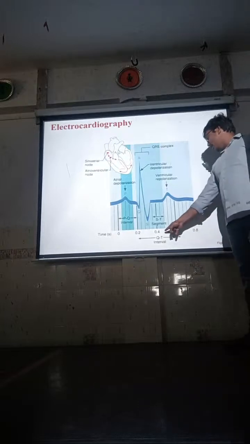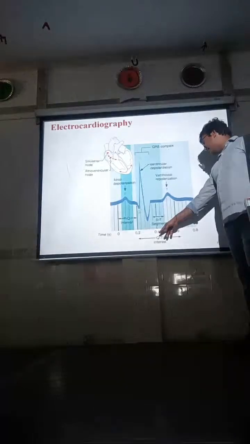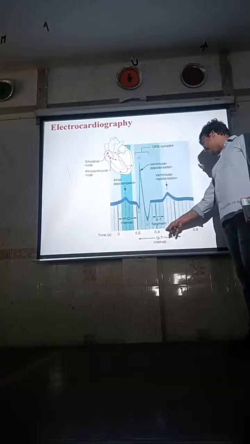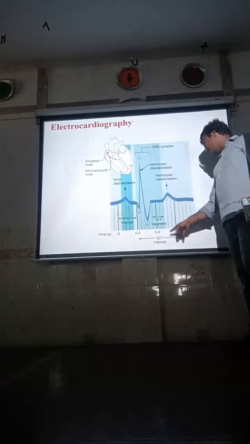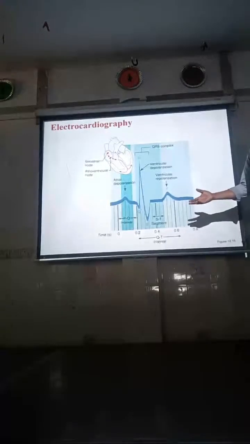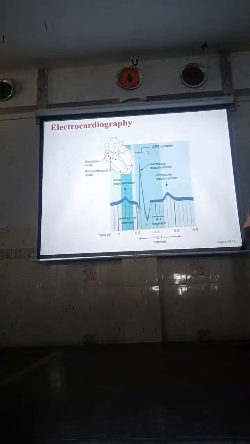Now the T wave, if you take it, it begins at about 0.5 seconds, and within milliseconds, 0.2 to 0.3 seconds, it is getting finished. Yes or no? Yes, sir.